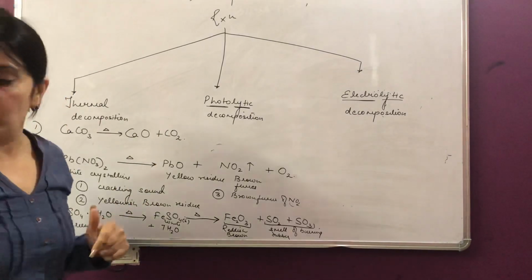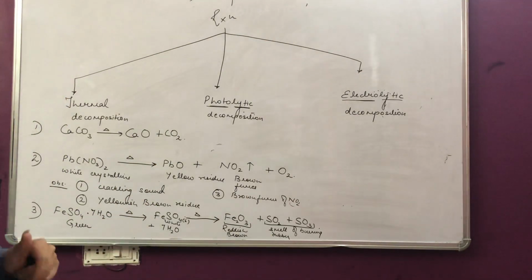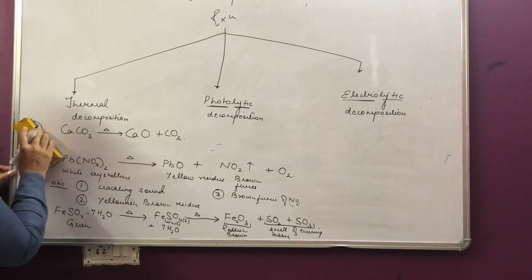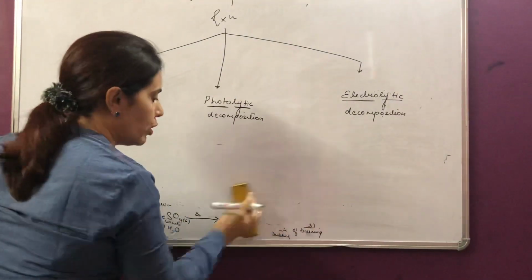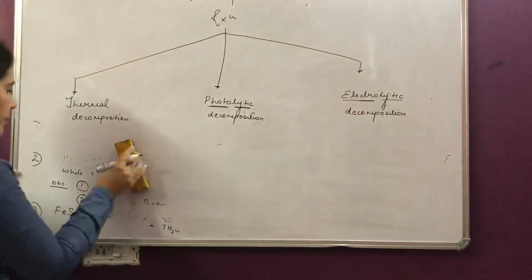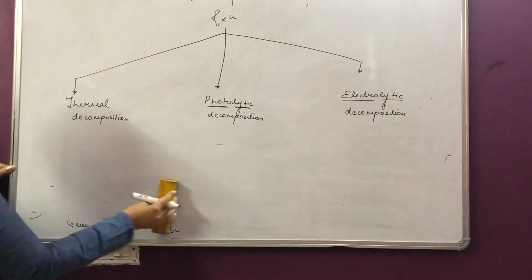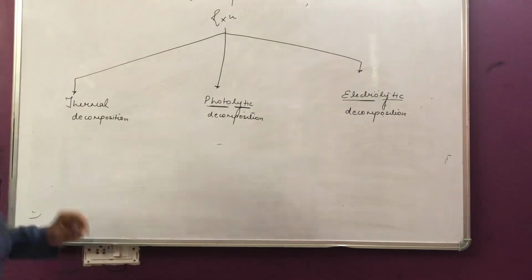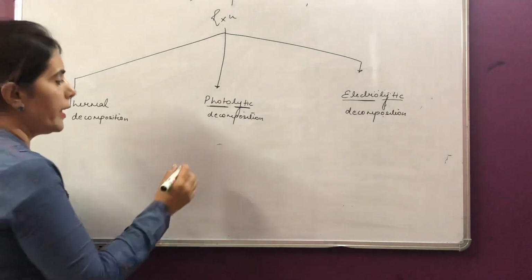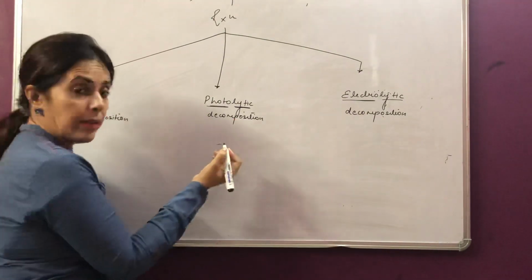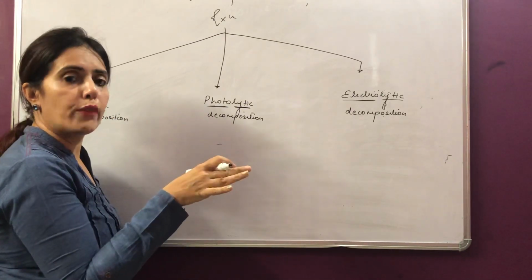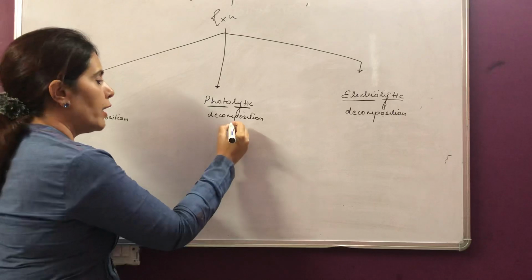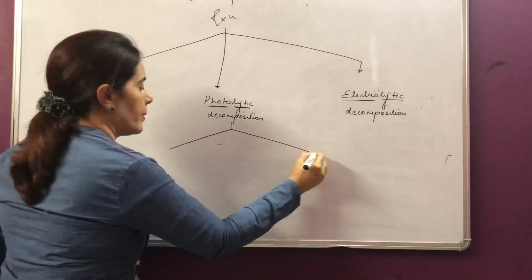Now let us move to the next, that is photolytic decomposition. So I'm rubbing this out. Thermal decomposition I'm rubbing. I'll be sending you the notes. So now photolytic decomposition means a single reactant breaking into two or more products in the presence of sunlight, right? So we have got two examples for this.